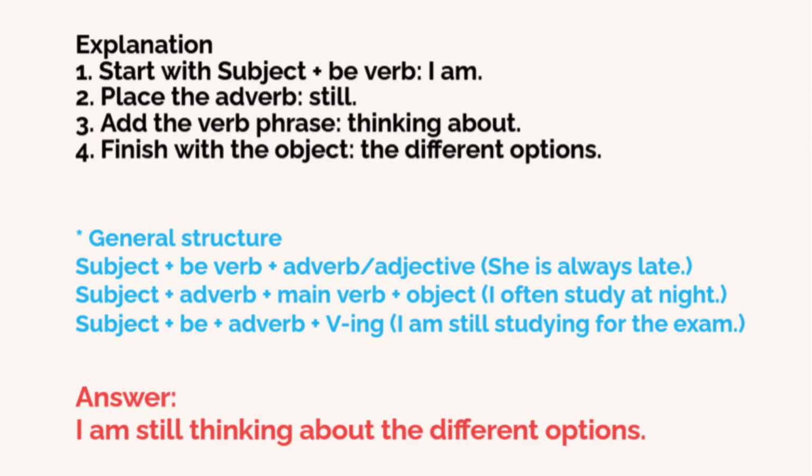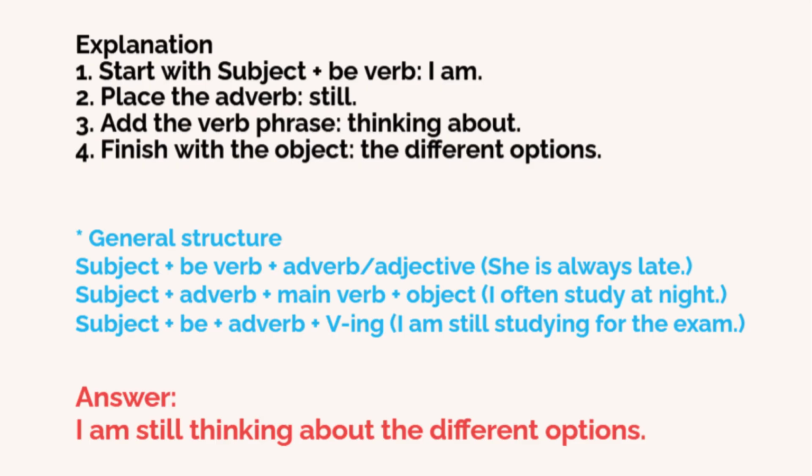Third, we look at subject plus be plus adverb plus VING. For example, "I am still studying for the exam." This structure emphasizes an ongoing action that continues up to the present.